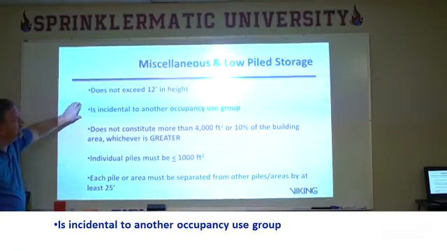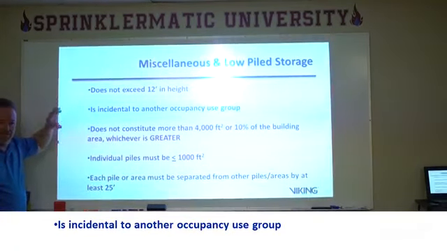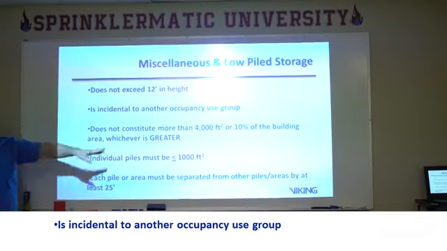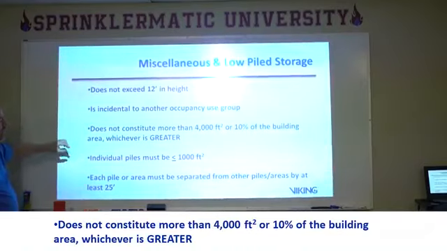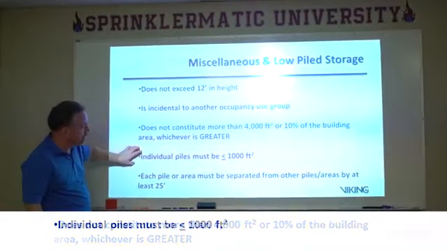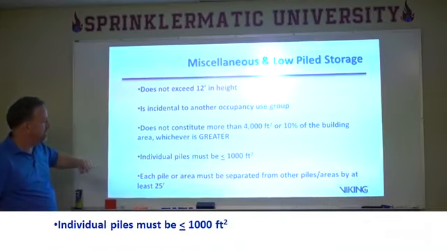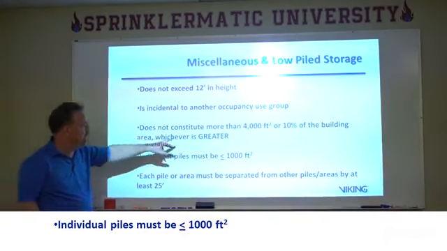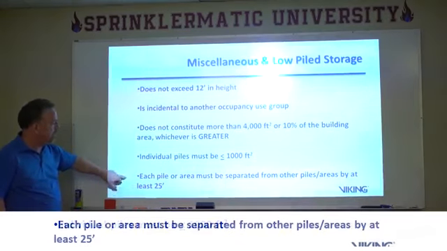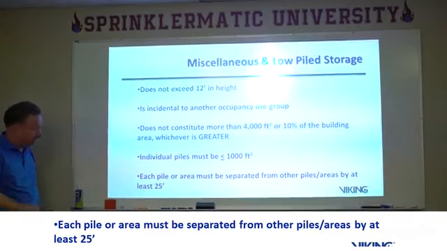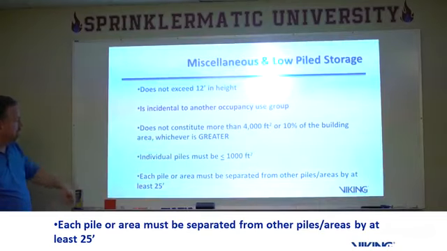It's incidental to the other occupancy. In other words, it's being used a lot. There's a lot of traffic in this. It does not constitute more than 4,000 square feet in the building. Individual piles are no greater than 1,000 square feet. So this is 4,000 or 10% of the building, whichever is greater. And each pile area must be separated from the others by at least 25 feet.